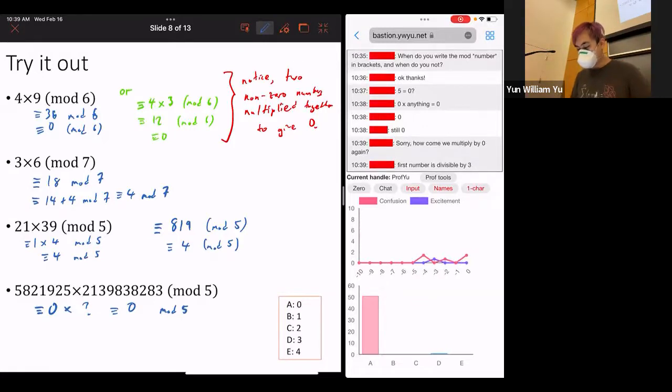Let's see. How can we multiply by 0 again? Oh, so notice that this number here is divisible by 5. And so if a number is divisible by 5 and you're in mod 5 arithmetic, then that number is equivalent to 0. This is a multiple of 5.